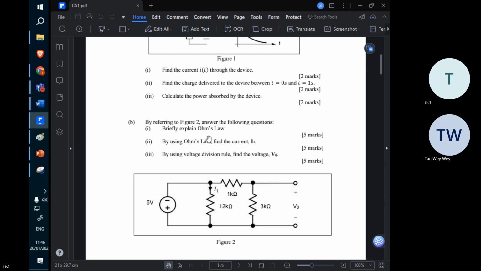Part 2. Find the current I1. If you understand Ohm's law, I think you are able to tell I1 right now without any further analysis. I think you can tell the answer right away. You think you can do that? Okay, all right. So let me give you a hint.